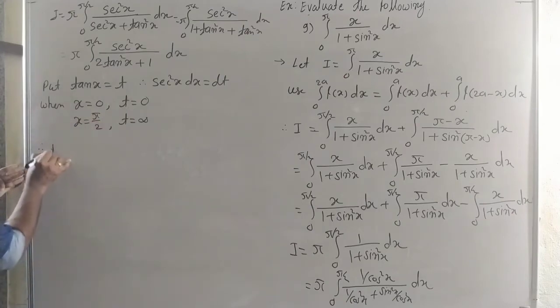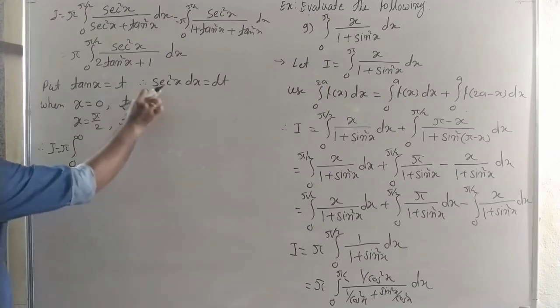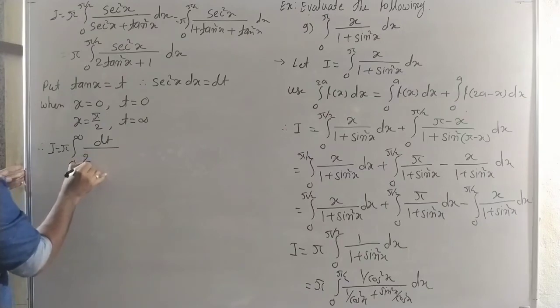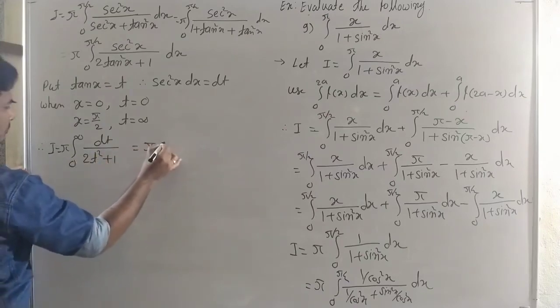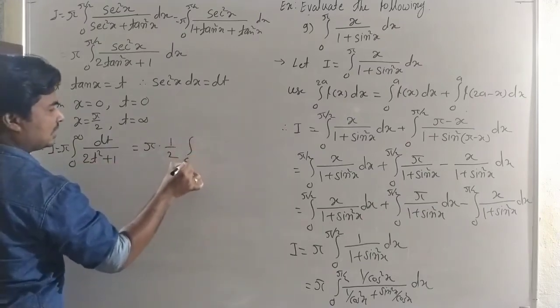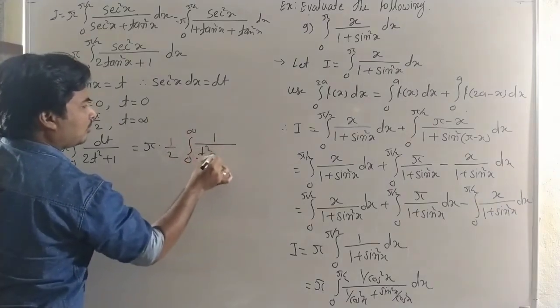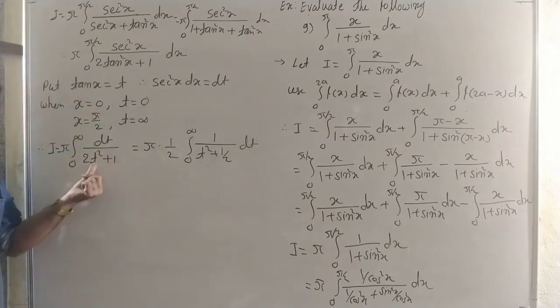Therefore our integral is pi times the integral from 0 to infinity of sec square x dx, which is dt, upon 2t square plus 1. Then this can be written as pi into 1 by 2, taking the common factor out, integral from 0 to infinity of 1 upon t square plus 1 by 2 dt. It is t square plus 1 by 2.